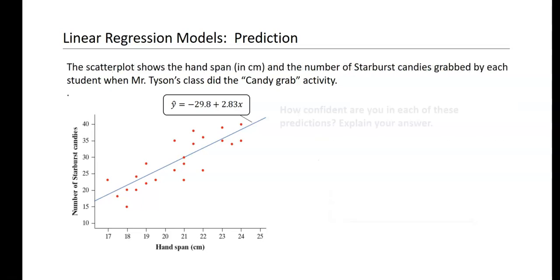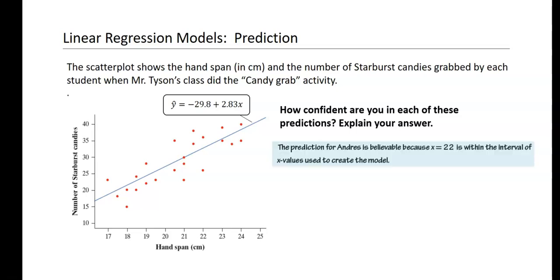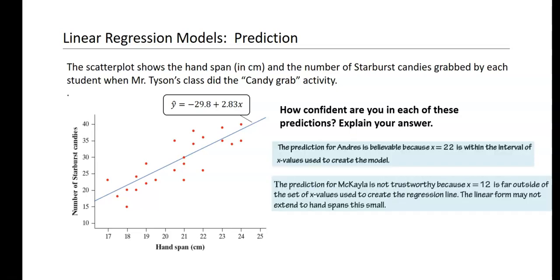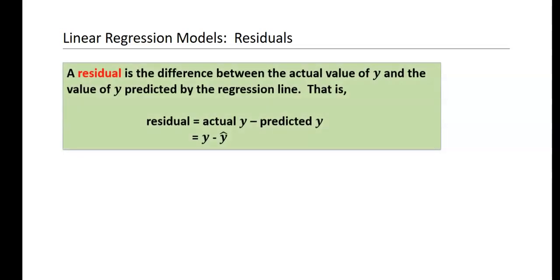But the follow-up question is usually something like this. How confident are you in each of these predictions? Well, the first one was pretty confident, but the second one was extrapolation, not so confident, right? Because first one was in the interval, 22 is in the interval of x values, but 12 is way outside of it. Maybe a kid's hand is kind of built differently, has trouble grabbing or grabs more than we think. So that's just not a good way to estimate there.